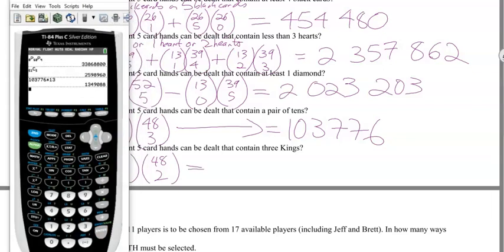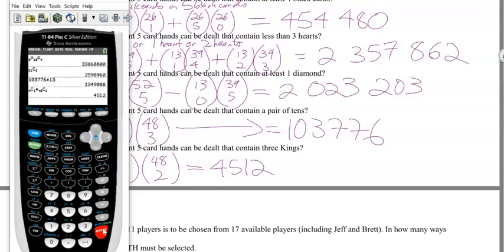Which is, let's look at that. 4 math, over there, 3, 4 choose 3, times, I'm going to put times in, you don't need it, but why not, 48 choose 2. So 4 kings is 4,512. 3 of a kind. Sorry, 3 kings. So 3 kings.